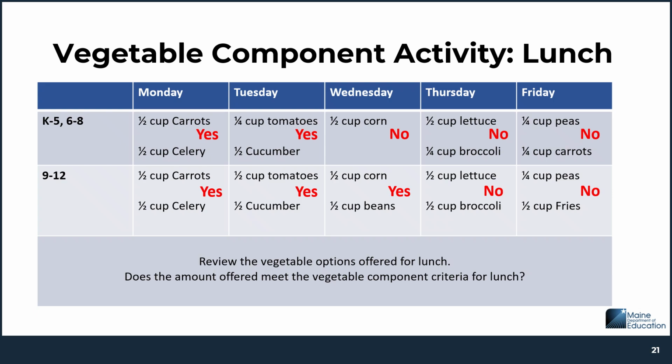So on Thursday, while they did offer a 1/2 cup of lettuce and a 1/2 cup broccoli, remember with your leafy greens, it will take a 1/2 cup to count as a 1/4 cup, or in this case, they would need 1 cup of lettuce to count as a 1/2 cup of vegetable. And on Friday, only 3/4 cup of vegetable was offered, with the 1/4 cup peas and 1/2 cup of fries.